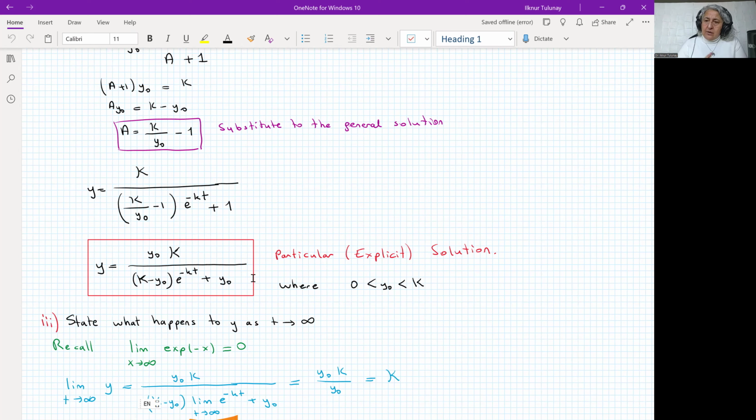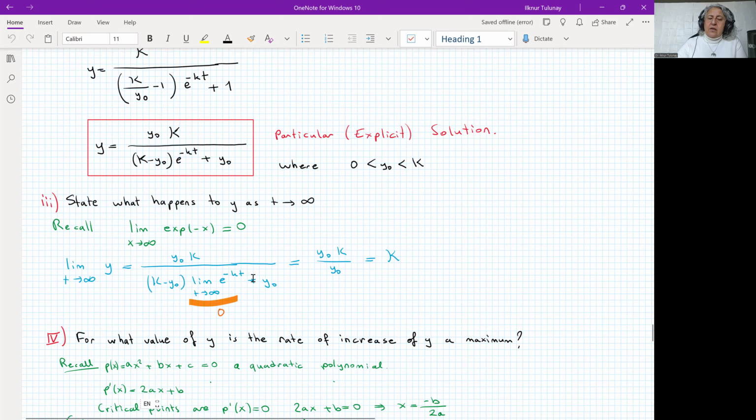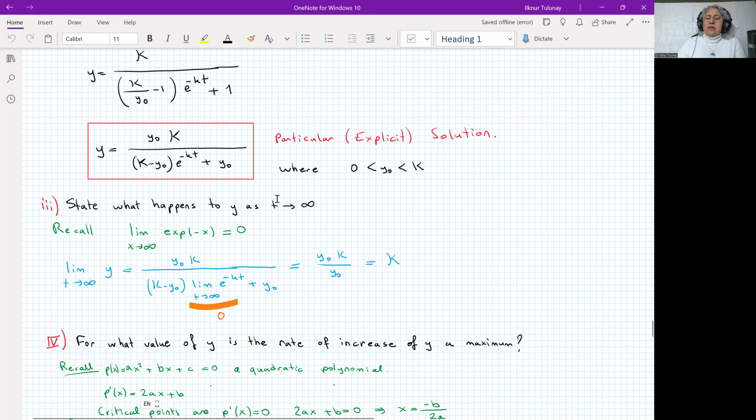Okay, now the next part of this question says: state what happens to y as t goes to infinity. Basically, this means you look at the limit as t goes to infinity. We know that exponential of minus x, when x goes to infinity, is 0. That means this limit will be 0, so everything here will be 0. We are only left with y0 k over y0, so it is just k.